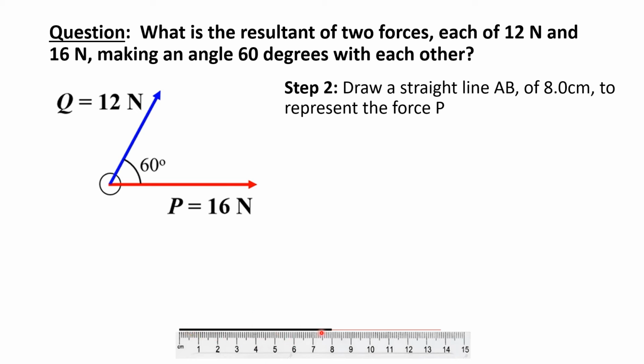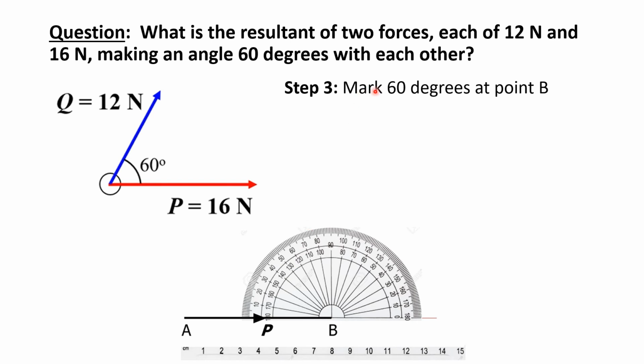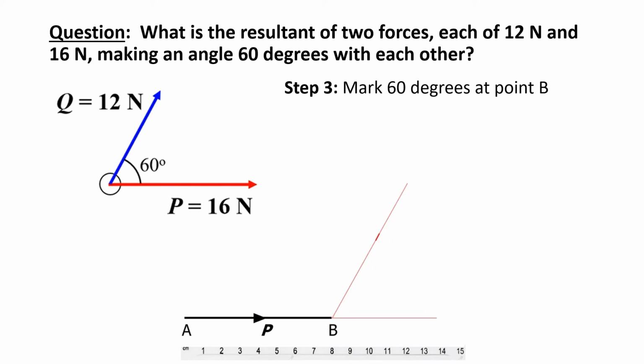So now, please take out one ruler and draw a straight line of 8 centimeter. So this is a straight line of 8 centimeter, and we say that this is line AB. This line AB is used to represent the force P, which is 16 Newton here. So now we need to mark 60 degrees at point B. You take out one protractor, place the protractor here, mark 60 degrees like this, and then connect this line, and label this as 60 degrees.